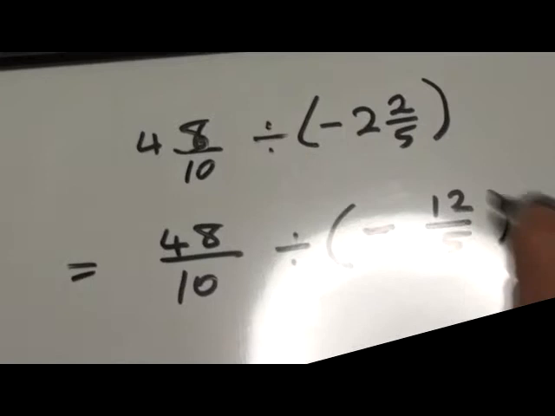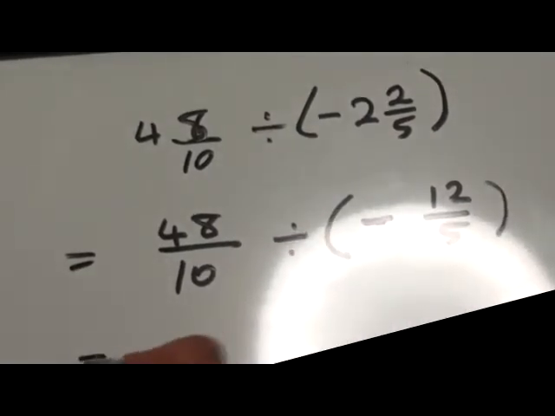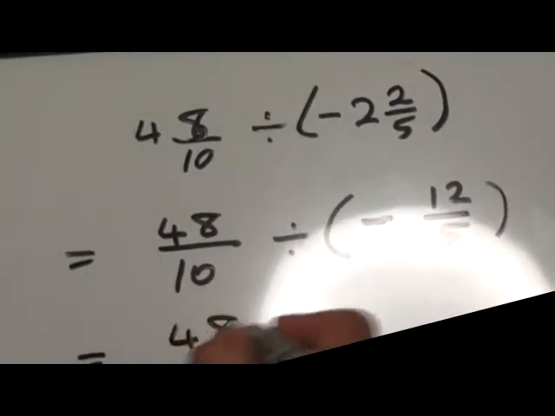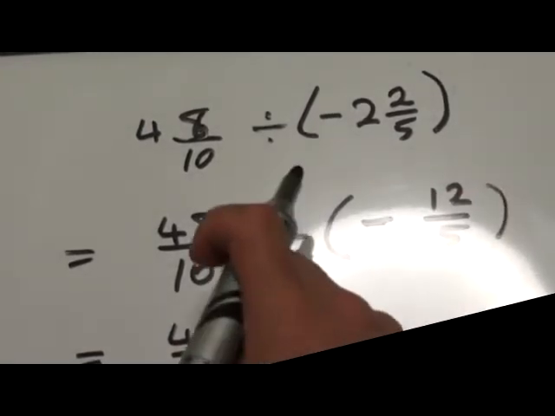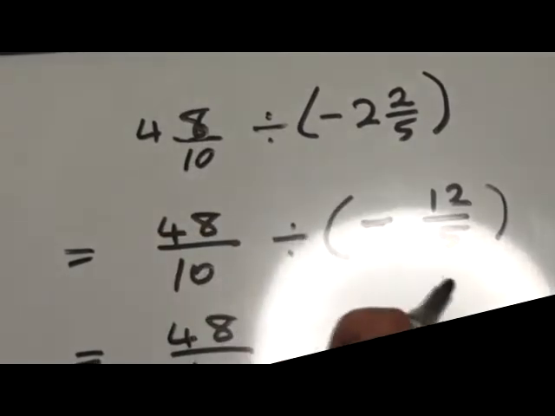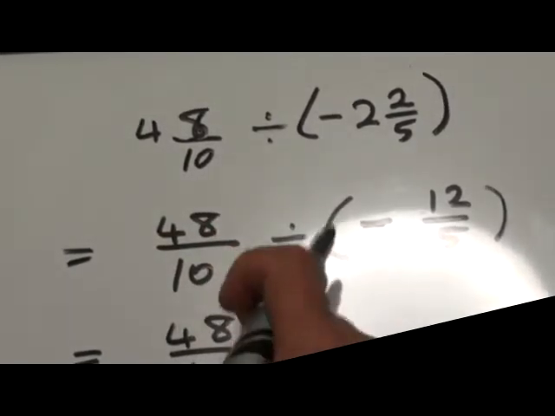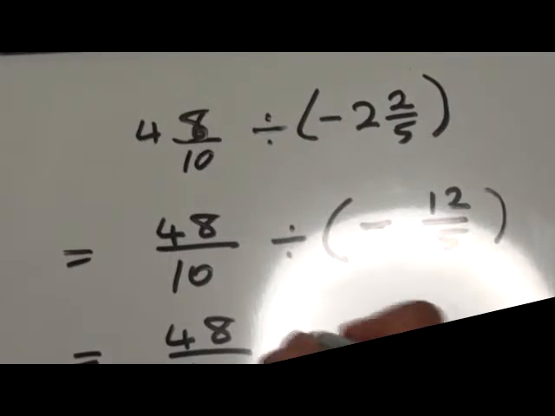We've got to multiply by the reciprocal of the fraction. So let's do that. 48/10. We only do it for the fraction that comes after the division. We don't touch the number that's before the division. So that still gets written the same. So that's 48/10. Now we do multiply.